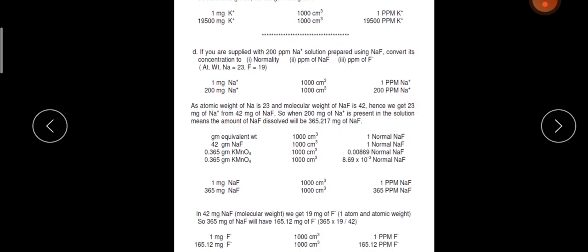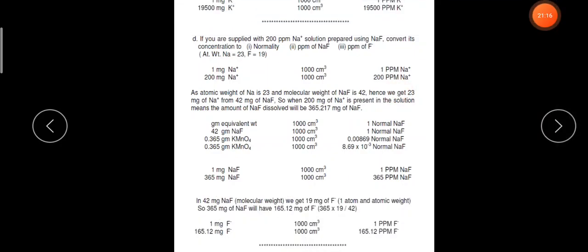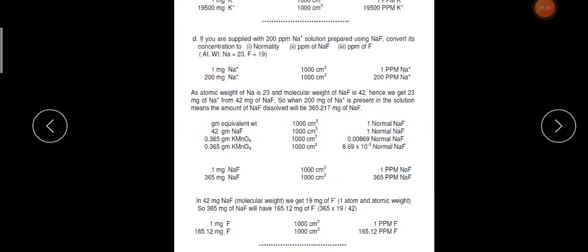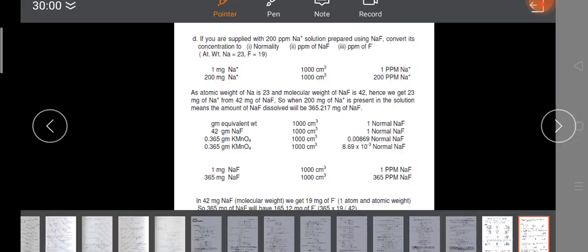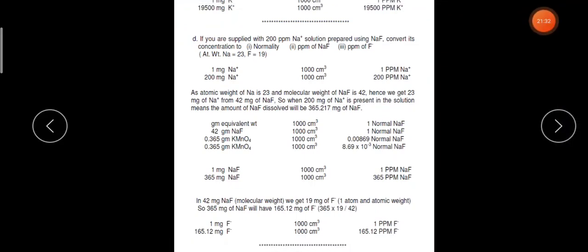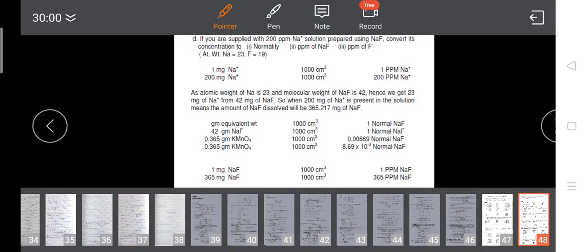These are all problems you can see and try to solve. If you are not getting them, then I will explain again. Here all the numericals are provided for the chemical calculation. Please try these particular numericals. If you have any problem or any doubt, you can freely ask on the Google Classroom or Telegram group.